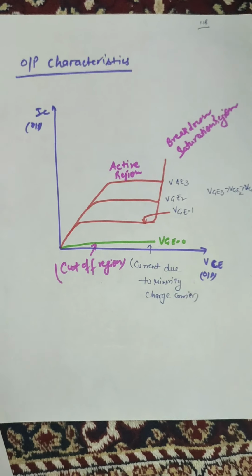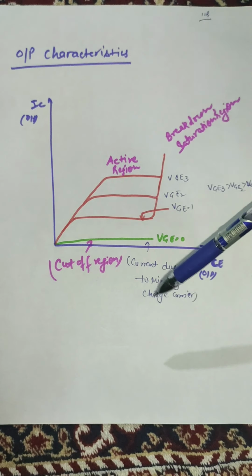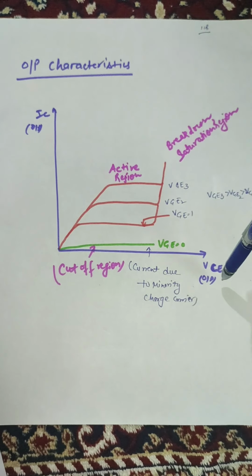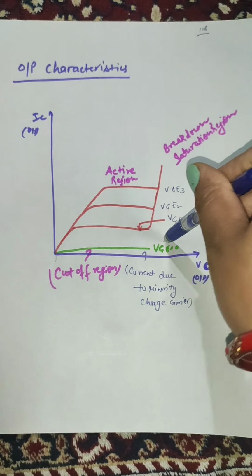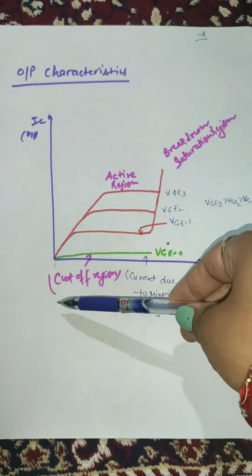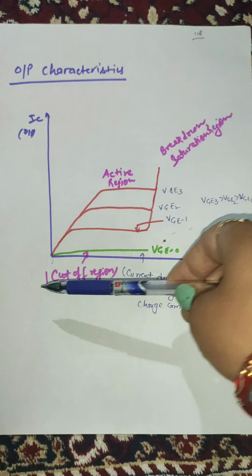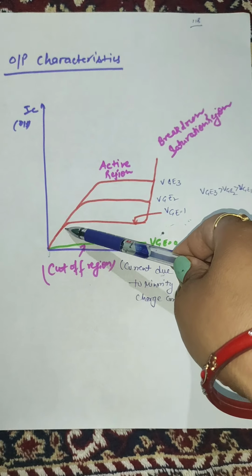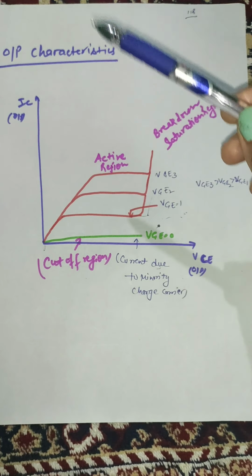After that, the output characteristics, just like MOSFET and BJT, are between output current and output voltage. Initially this is the cutoff region, which I have explained earlier. At a constant input voltage VGE, we increase VCE. After that comes the active region, and then the saturation or breakdown region.